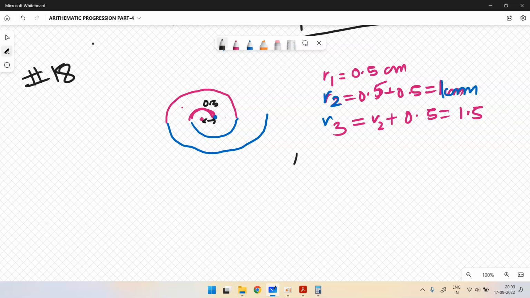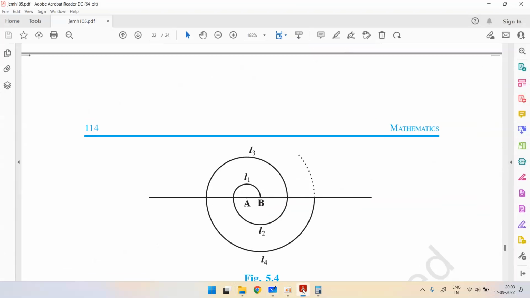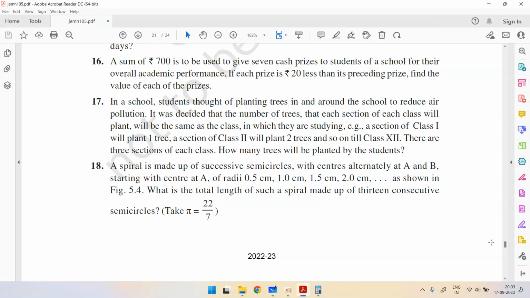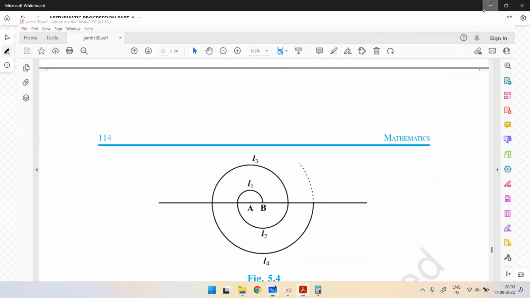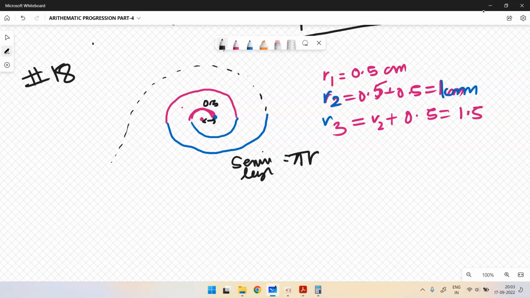You know that this is a semicircle. The semicircle length formula is pi into r. So the length of the spiral is given by pi into r. The first will be 0.5 pi, the second will be 1.0 pi, the third will be 1.5 pi, then 2.0 pi, and so on.